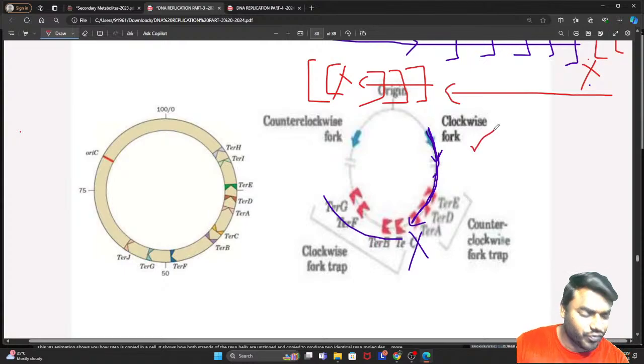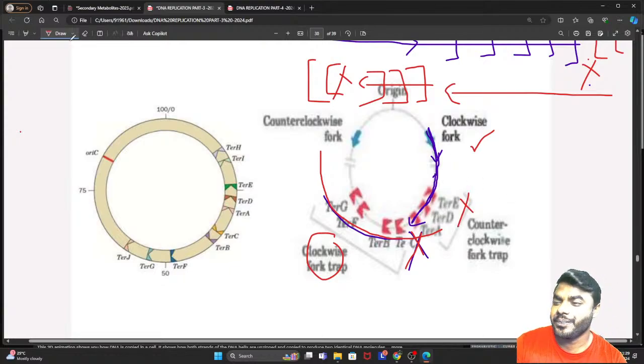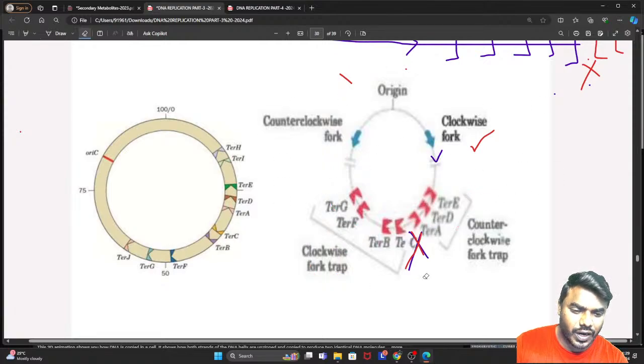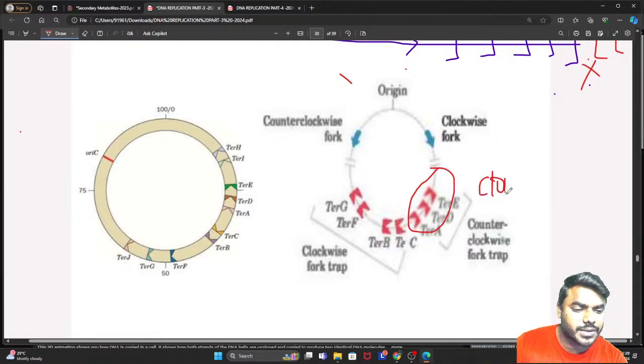Clockwise replication fork will block at the termination site which is present on the anti-clockwise. Similarly, anti-clockwise replication fork will block at the termination site present at the clockwise. I'll repeat it for all of you. There is no point in getting confused. So there are 5 termination sites present on the clockwise, and this is the fork that is coming from the clockwise. So successfully it will cross them. Now where will it block? It will block on the anti-clockwise.